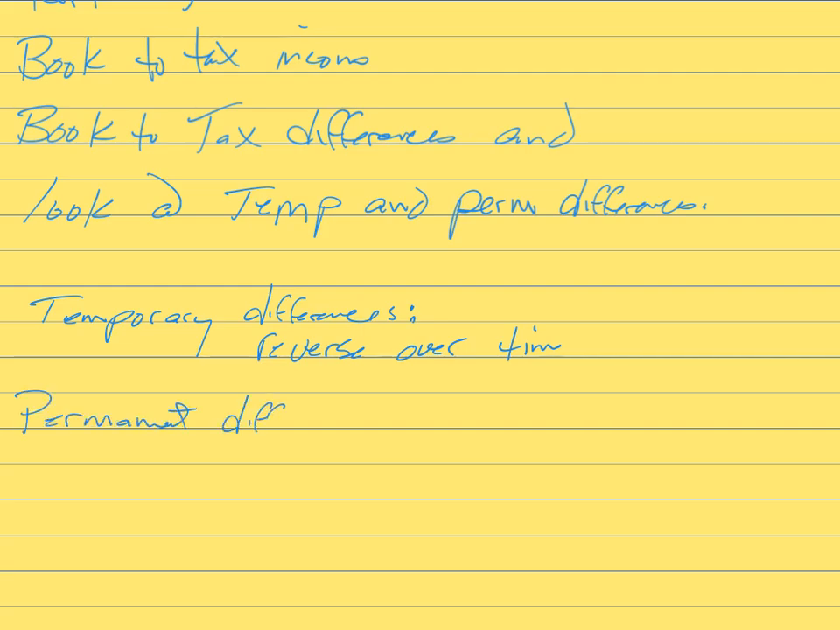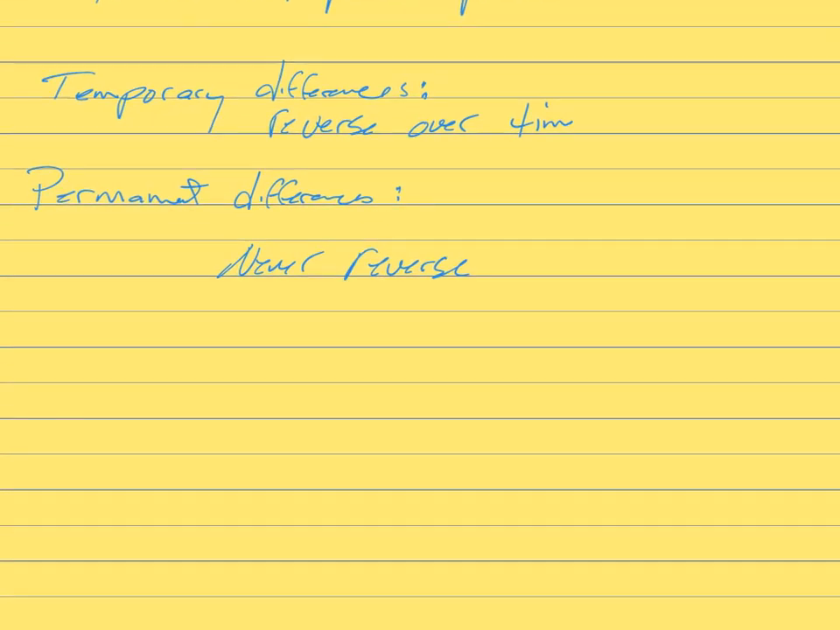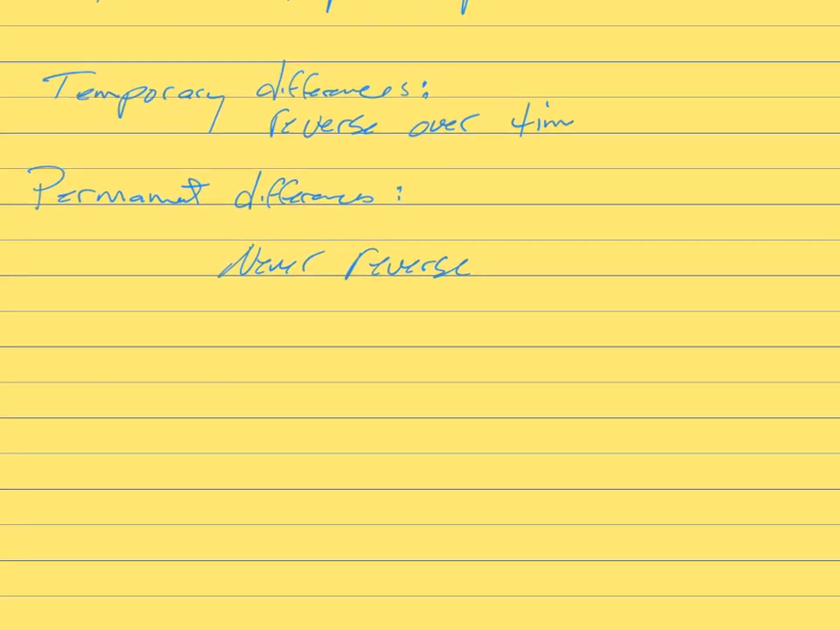Permanent differences never reverse. So it's something that is deductible for book purposes but is not deductible for tax purposes, or vice versa. And an example of a permanent difference would be fines and penalties, right? They're deductible for book purposes but not for tax purposes.